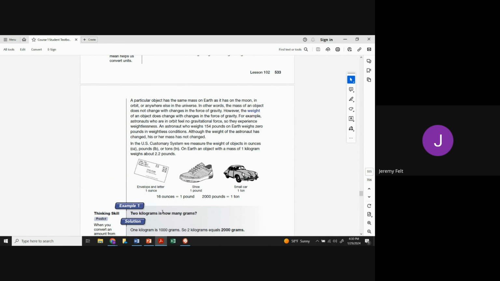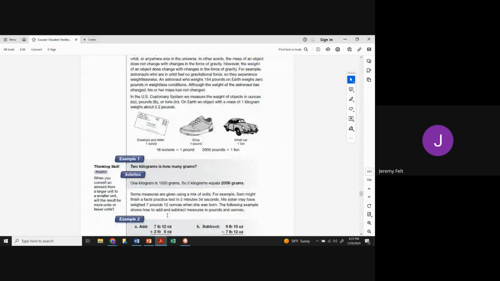Okay, well, kilograms, again, we can look at our reference sheet. There's 1,000 grams in a kilogram. So 2 kilograms, we just multiply that by 2 and we get 2,000 grams.